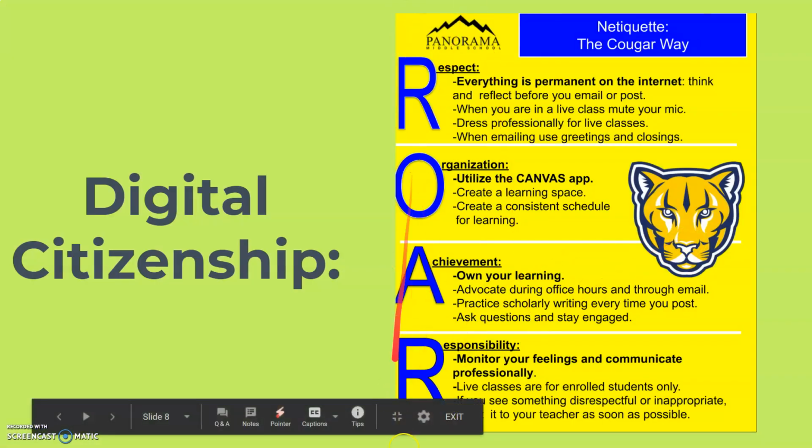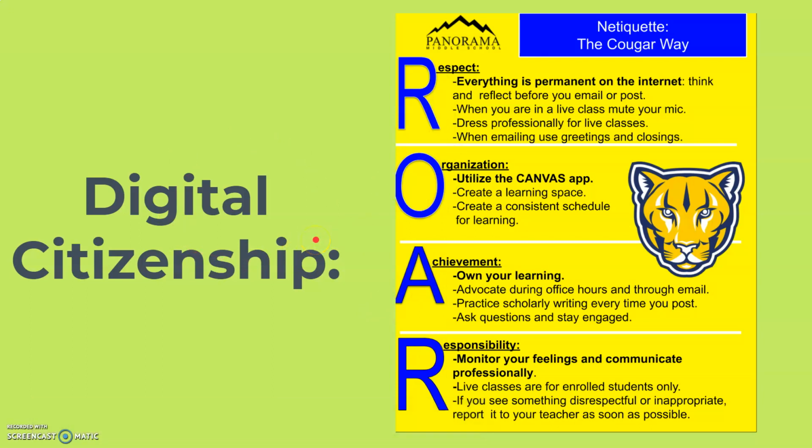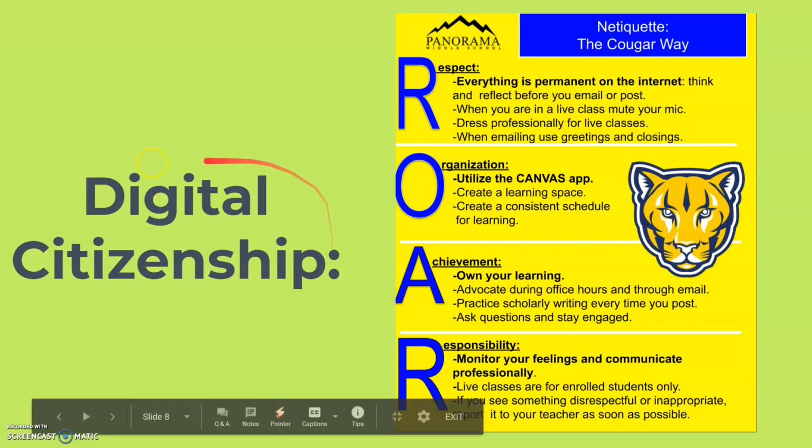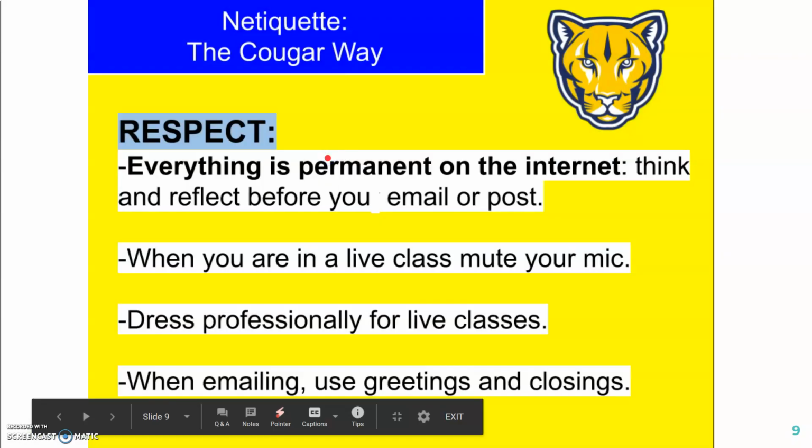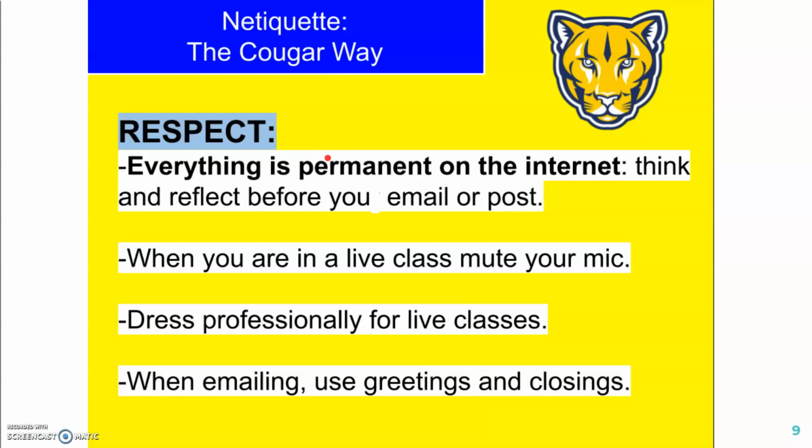Now, we use Roar here in our school, and those of you who have been going to school here before understand what this is, but we expect Roar in our classrooms, hallways, bathrooms, cafeteria, etc. Okay, but now it applies to digital citizenship. So let's go through what that looks like online. So respect, everything is permanent on the internet. Think and reflect before you post or email, okay? So make sure that you are sending positive and respectful things. That way you don't get in trouble for any reason, because it is permanent whether you delete it or not.